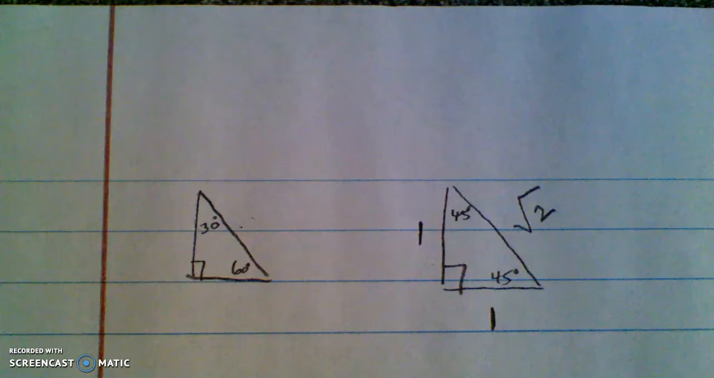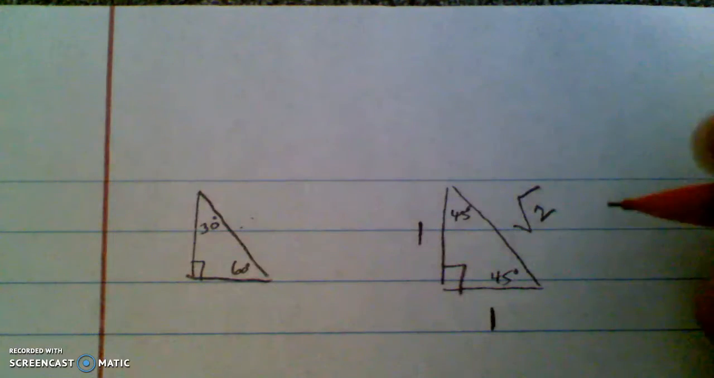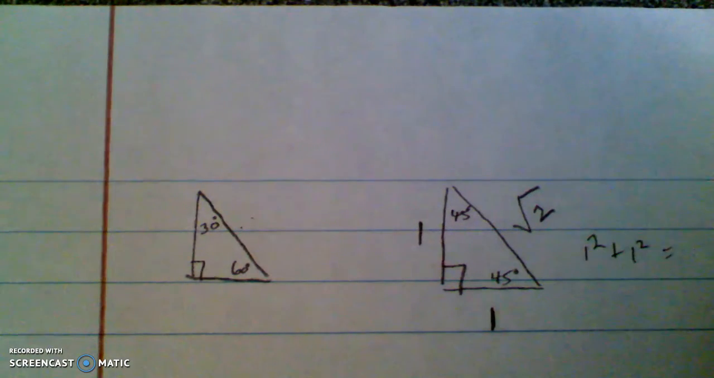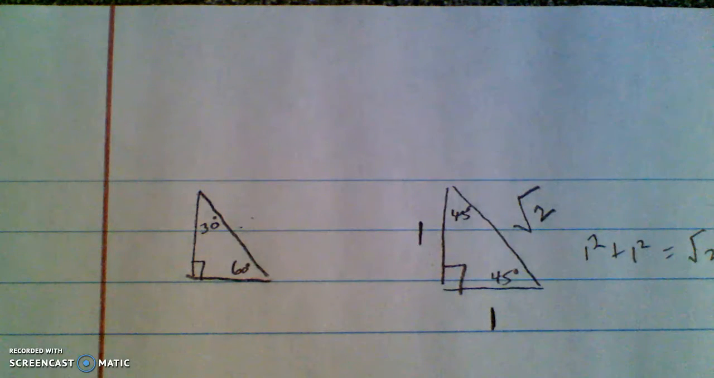So hopefully that looks familiar to you. 1, 1, and radical 2. So opposite the 45s are 1, opposite the 90 is radical 2. And think of it in this respect. If you plug it into the Pythagorean theorem, 1 squared is 1 plus 1 squared is 1. 1 plus 1 is 2. Radical 2 squared is 2, so it matches up that way.